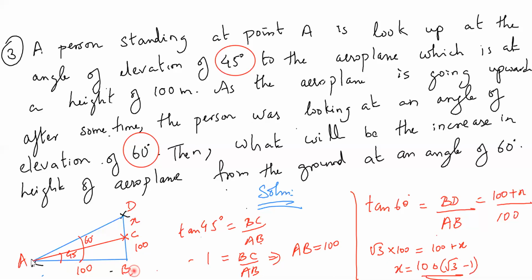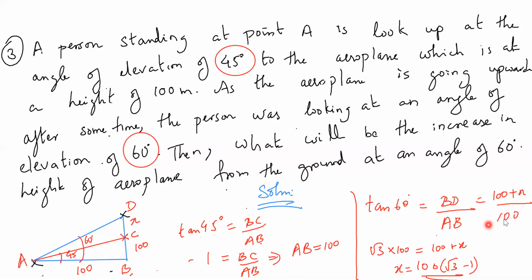Now I'm taking the bigger triangle ABD. In ABD, what is the angle here? Tan 60 is the angle. What is tan 60? Opposite side by base. Base is AB. BD is what? 100 plus X, BC plus CD. So 100 plus X by 100. Tan 60, what is the value? Root 3. That root 3 value I have written here.